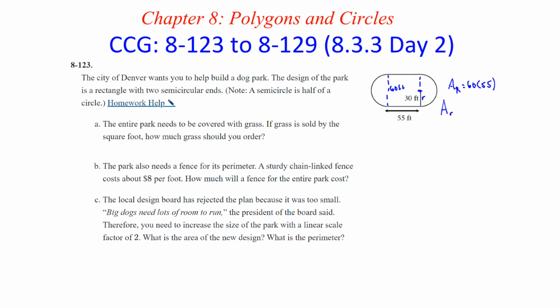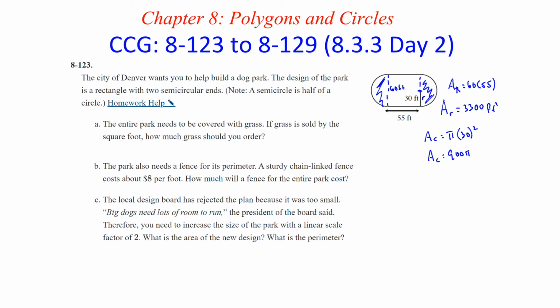So therefore the area of the rectangle is equal to 3,300 square feet. And now we need the area of the circle, which is pi r squared. So pi r is 30, so 30 squared. And remember, we are finding the area of an entire circle because you have half here and half here. So therefore the area of the circle then will be 900 pi. And then we can add those two up to figure out the area.